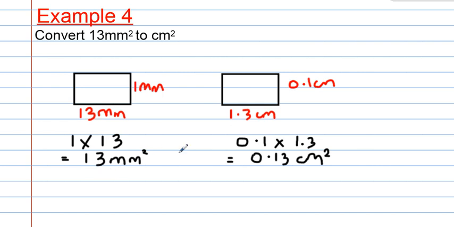So it means 13 millimeters squared is the same thing as 0.13 centimeters squared. Well done if you did. If you didn't, do your correction and take note for next time.